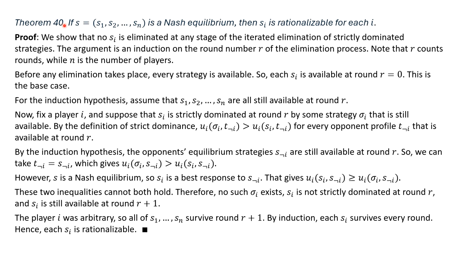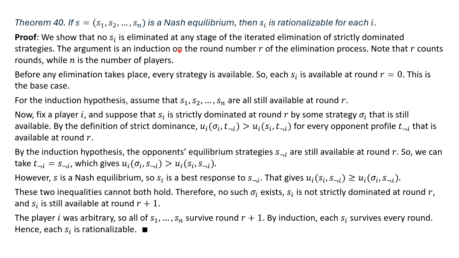So here's the theorem. It's number 40 from my book. The number really isn't important for these slides, but just to let you know, I've copied this out of a book that I've written. So if S equals S1, S2 up to Sn is a Nash equilibrium, then S sub i is rationalizable for each i. So in our proof, we show that no S sub i is eliminated at any stage of the iterated elimination of strictly dominated strategies, which follows the definition of rationalizable. So that's what we need to prove.